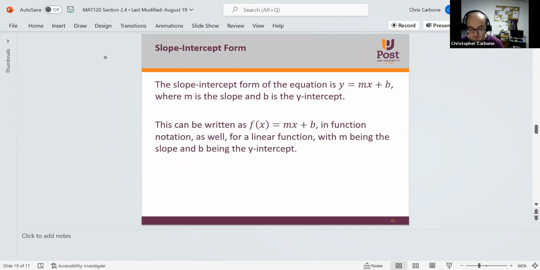The slope-intercept form of the equation is y is equal to mx plus b. m is the slope, b is the y-intercept. We could also write that as a function, f of x is equal to mx plus b, which would be a linear function, m again being the slope and b is the y-intercept.